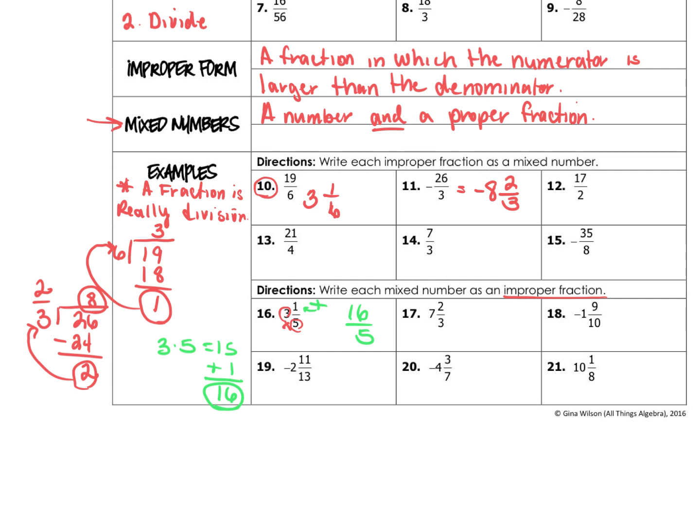Let's try another one. 3 times 7 is 21. 21 plus 2 is 23. So that's going to be 23 over 3.